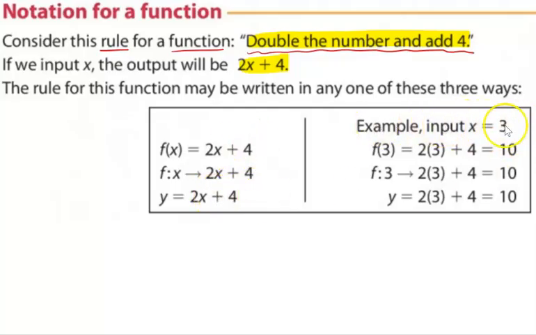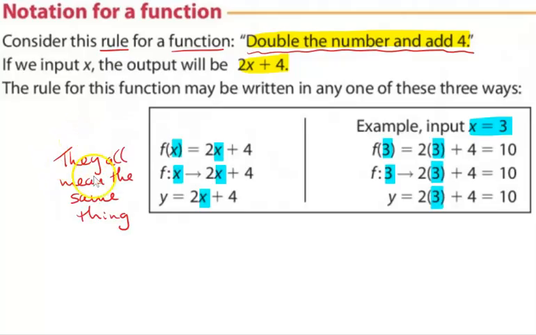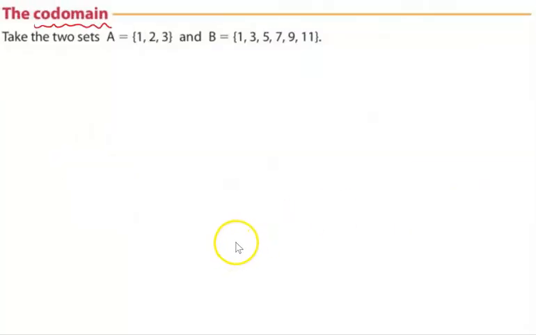And if we wanted to input our x value as 3, we would do the same thing for each of them. So we would have f of 3 is equal to 2 times 3 plus 4, which is 10. Or f of 3 maps to 2 times 3 plus 4 is equal to 10. Or y is equal to 2 times 3 plus 4 is equal to 10. So it's just 3 different ways of writing it. It's just different notation, but they all mean the same thing. We've inputted the same x value, so we get the same y value out.